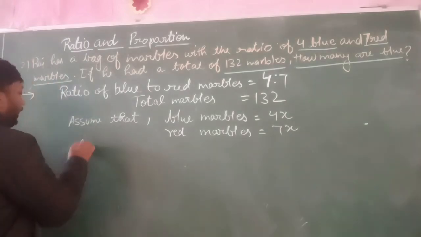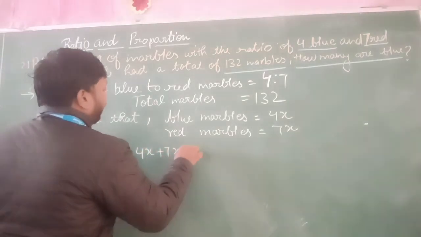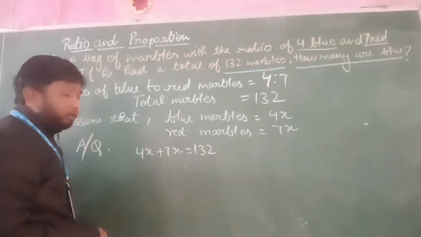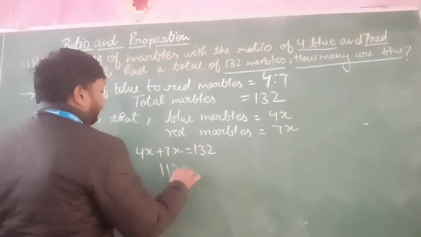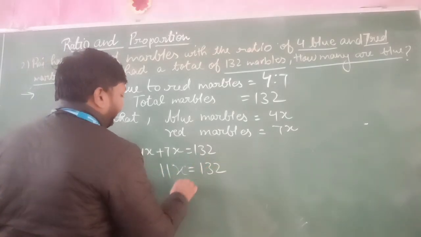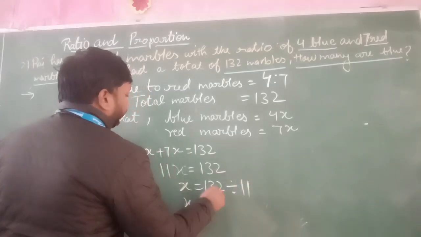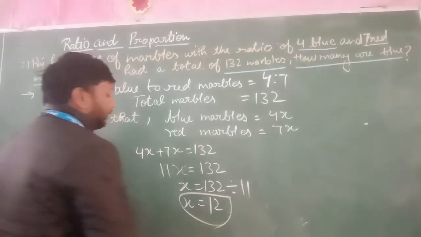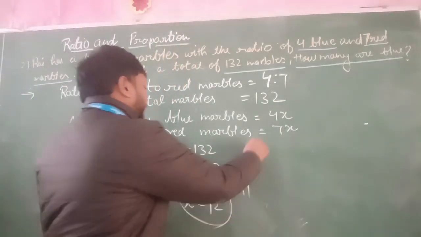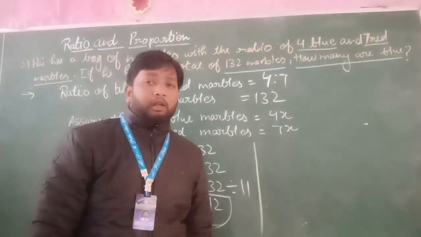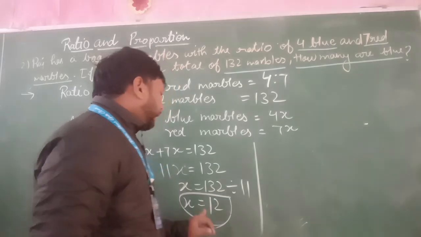So here we write, according to the question, 4x plus 7x is equal to 132, but 4x and 7x are like terms, so we will add them and we get the value of x as 132 divided by 11, and if we solve that we will get 12. So we get the value 12.